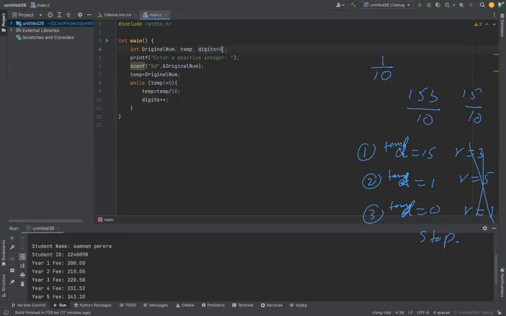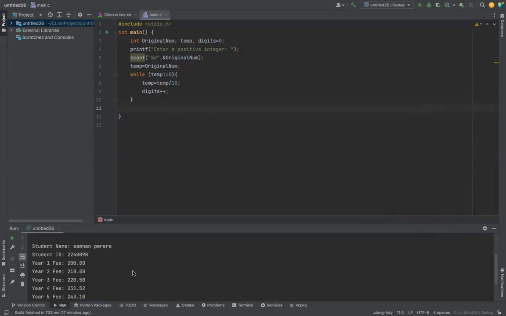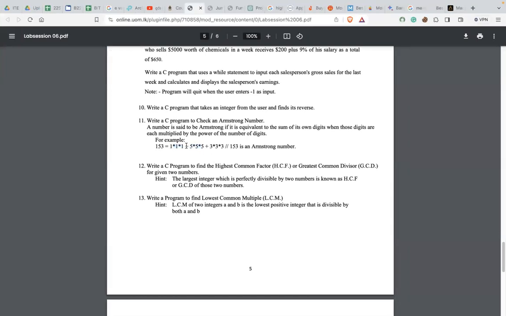Okay. So digits initially 0. After that we calculate number of digits. Okay, now we have the number of digits. Now what we have to do? We have to take each value. That means if it is 1, take 1.